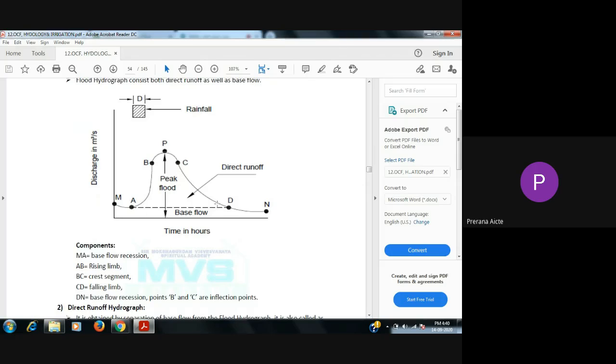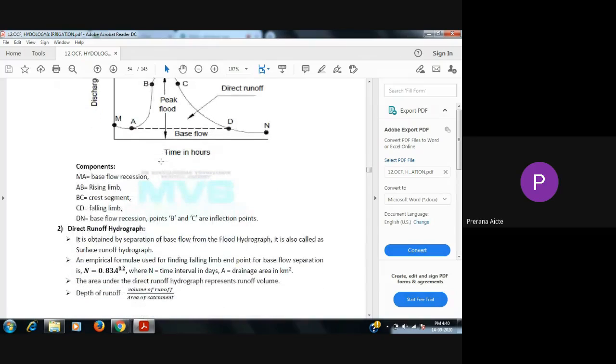So DN is the base flow recession. Points B and C are the inflection points. This is an important diagram. If you know this diagram, it is very easy to solve the problems also. P is the peak, the indication of peak flood.